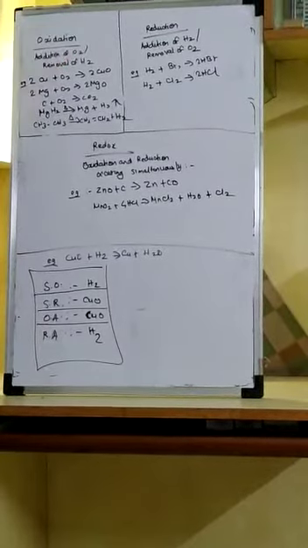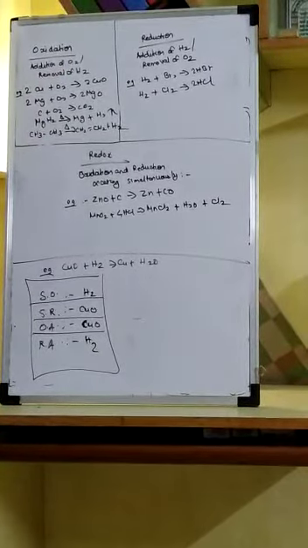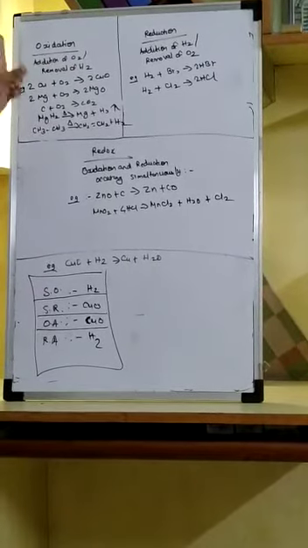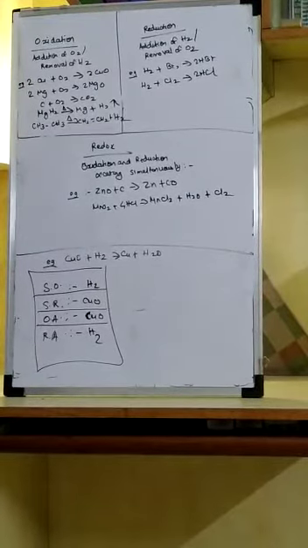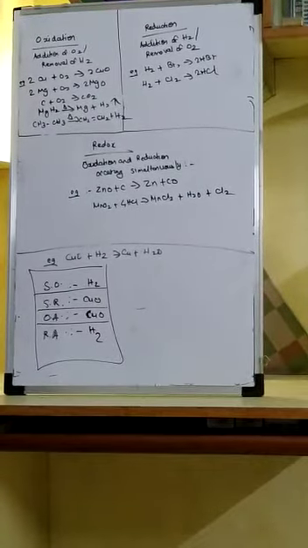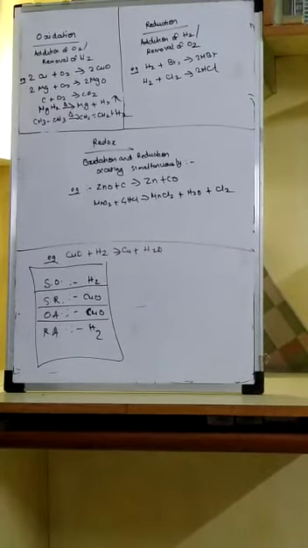I finally summarize: oxidation is addition of oxygen or removal of hydrogen, reduction is addition of hydrogen or removal of oxygen, and redox is the reaction in which oxidation and reduction occur simultaneously.